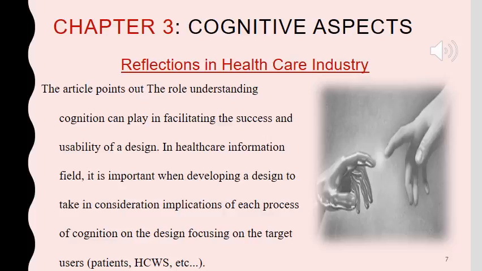This article points out the role understanding cognition can play in facilitating the success and usability of a design. In the healthcare information field, it is important when developing a design to take into consideration the implications of each process of cognition on the design, focusing on the target user, like patients, healthcare workers, or others.